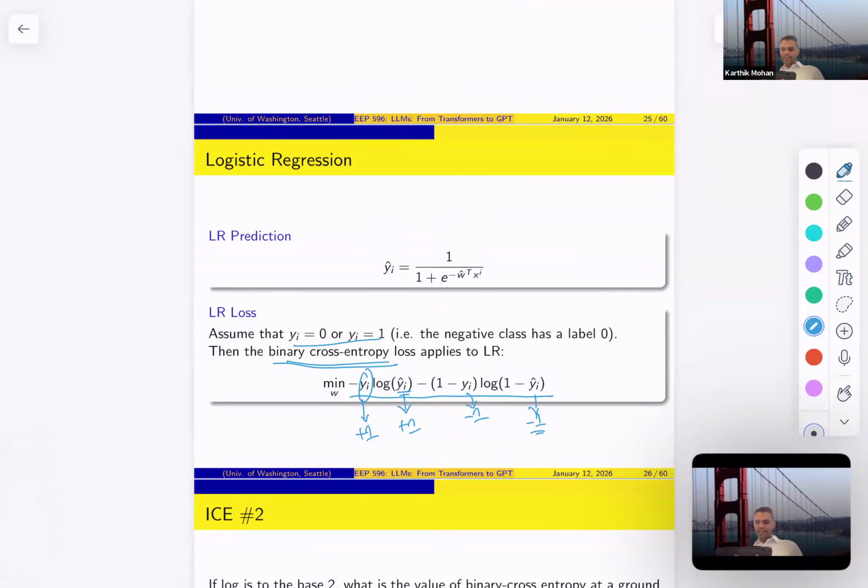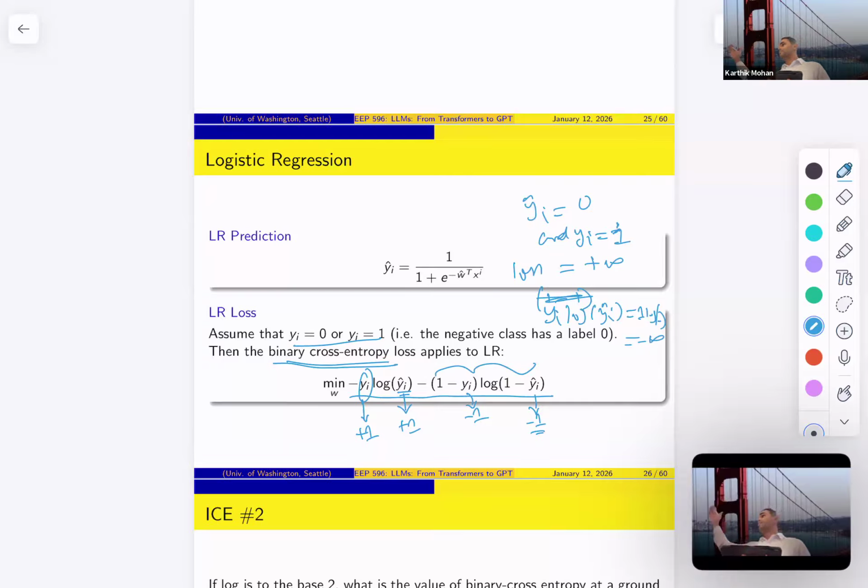So let's look at this. If Y hat I is 0 and Yi is, let's say, 1, what is the value here? You'll actually use this one, right? Okay, Yi is 1, sorry, we'll be using this one. So Yi is 1, so we'll be looking at Yi log Y hat I. So there's 1 times log 0, which is negative infinity. And we have a negative sign, so the loss is infinite if you get the prediction wrong, okay?